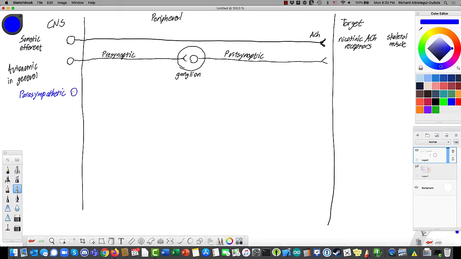We have preganglionic cells with their cell body in the central nervous system. We'll talk in a little bit about where. They have long axons and synapse onto their postganglionic cell somewhere close to the target. So in parasympathetic pathways, the ganglion is near or sometimes inside the target organ.